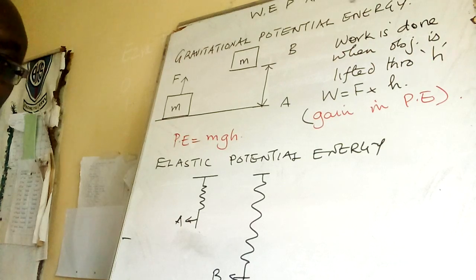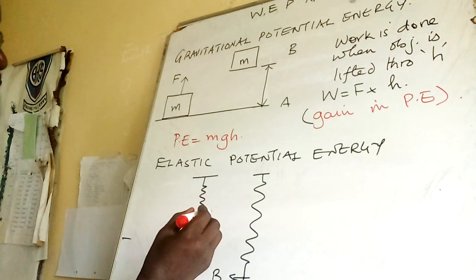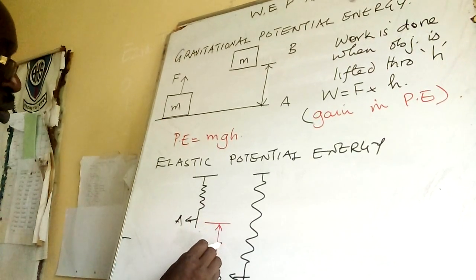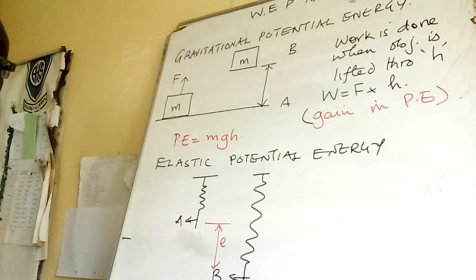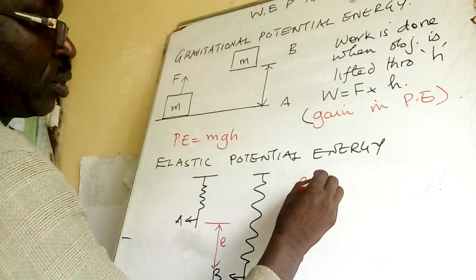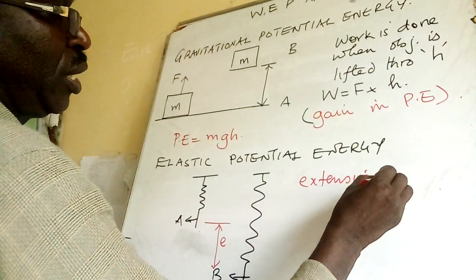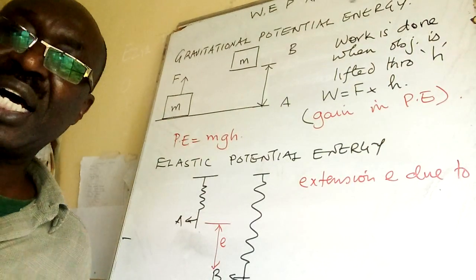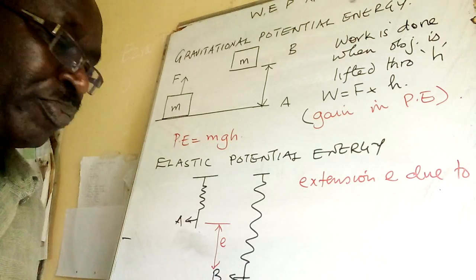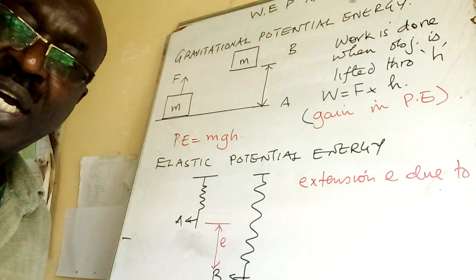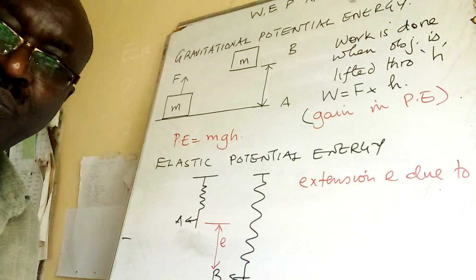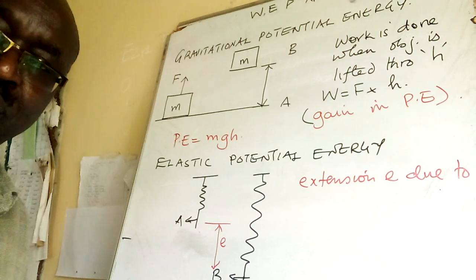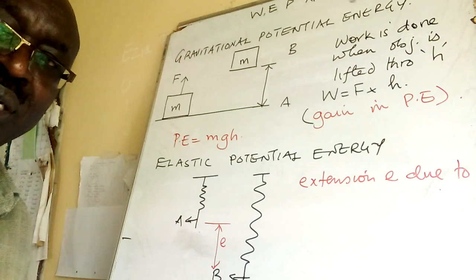So if we have that, then we can talk of this as the extension. So extension E due to mass M. That mass, since it is pulling, we can talk of force W. The force exerted on the spring is equal to W.